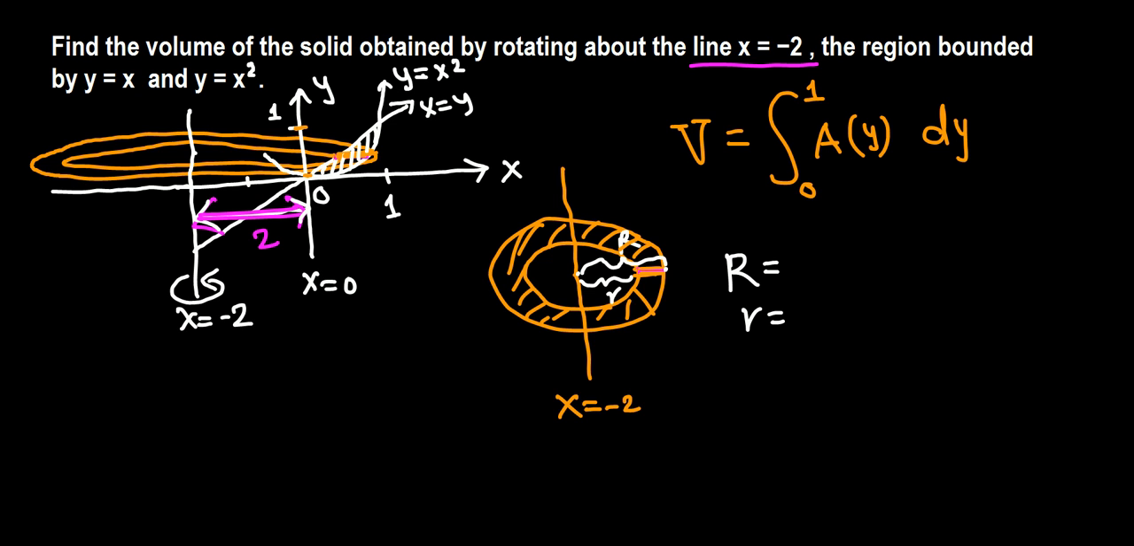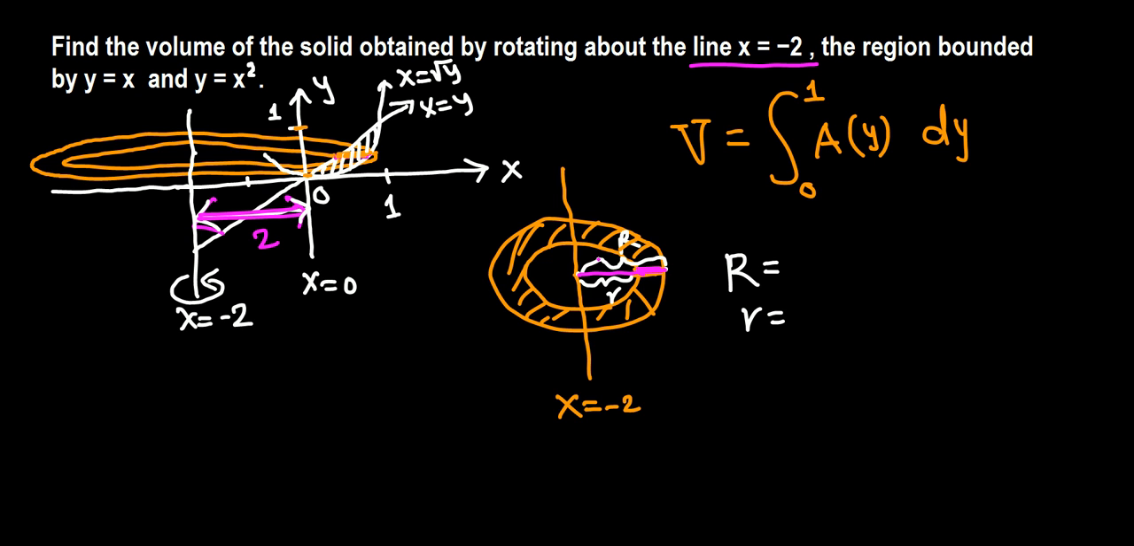We need to write x equals what? If we take a square root, then x equals root y. So this curve is the same as x equals root y. Plus or minus, but we are working on the positive side, so this is positive root y. Okay, so we are trying to determine the outer radius from x equals -2 all the way to the outer curve.